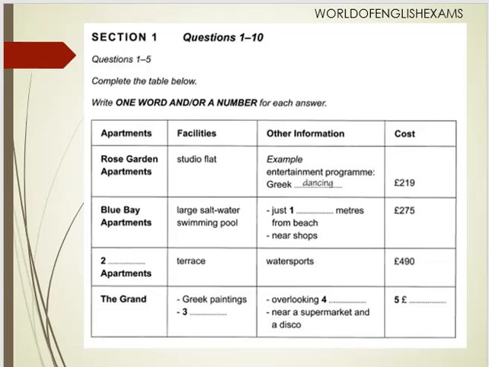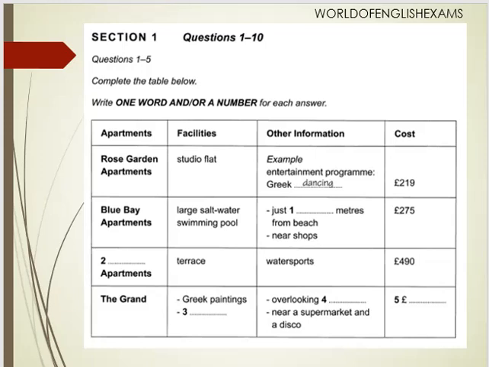And now let's analyze the table. It's talking about 4 things. First one is the apartments, second is the facilities, and third is other information, and the last one is the cost. You can see that there are blanks which are numbered from 1 to 5. So let's quickly analyze it, and you can also see that there is an example which is done for you. Only in the first section will you find that the first part of the discussion is already given in the form of an example, and once the audio progresses, it will not stop.